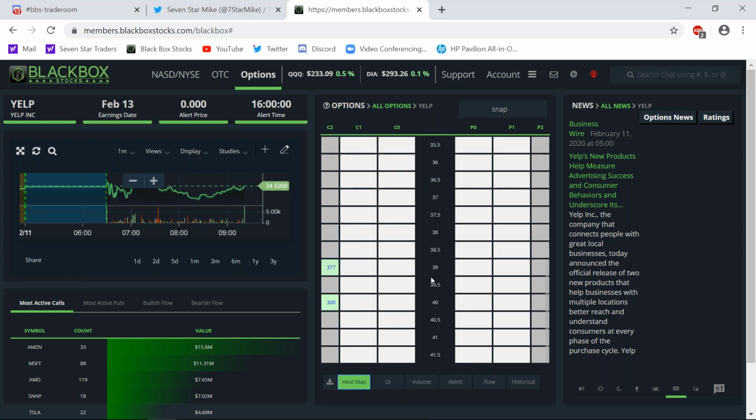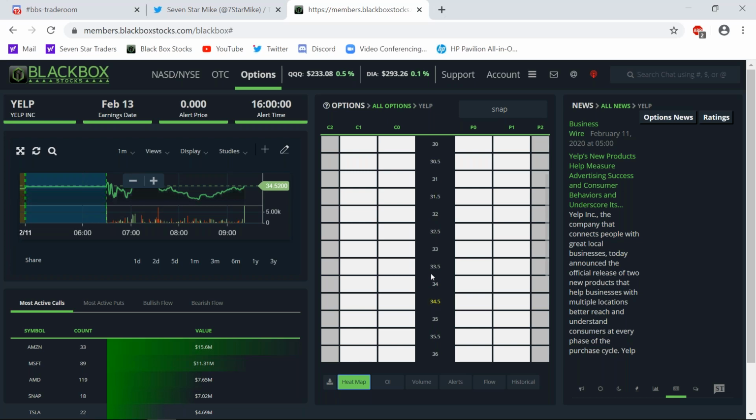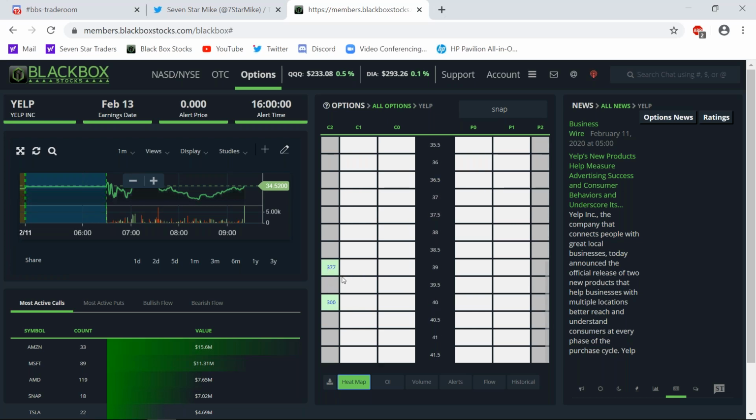Bad example, but it tells exactly what we're looking for. So this is all the flow for Yelp today. If you scroll through, there's only two green boxes, and it's for C2. So this means calls that are dated 2 weeks or further out are bullish because these are green. If these were red, it doesn't matter that it's on the call side. If they're red, it's bearish. So because these are green, for 2 weeks or further dated, Yelp activity for today that came across the scanner is bullish. There's two strikes, 39 and 40. They're 2 weeks or further, and they're both bullish positions. So that's the heat map.